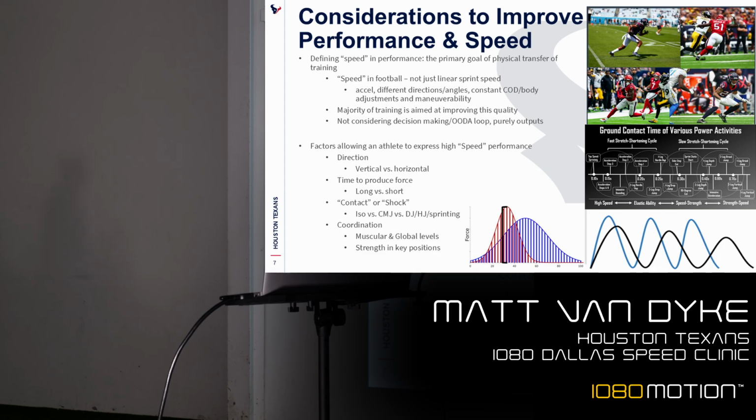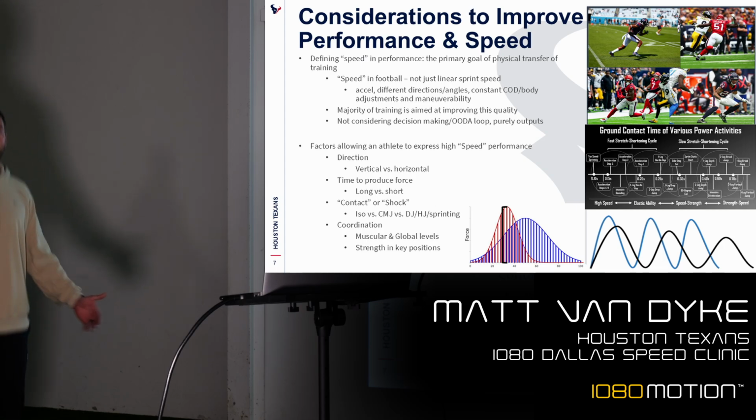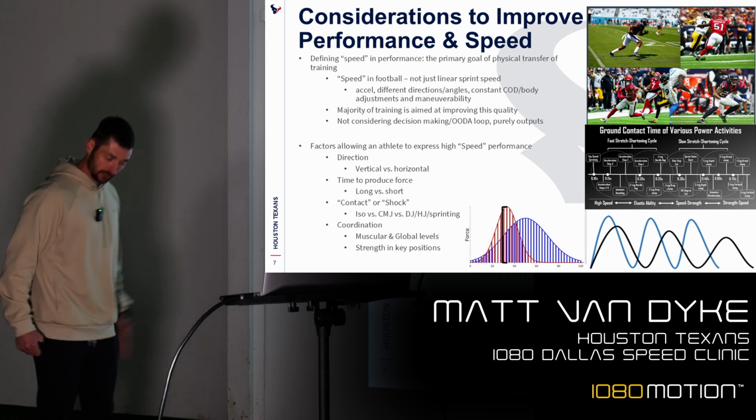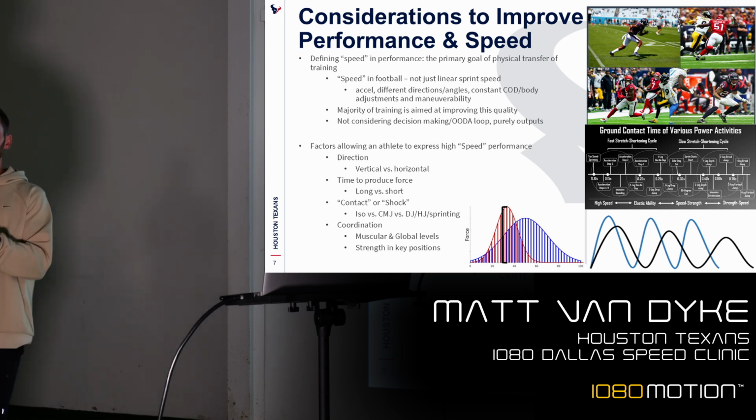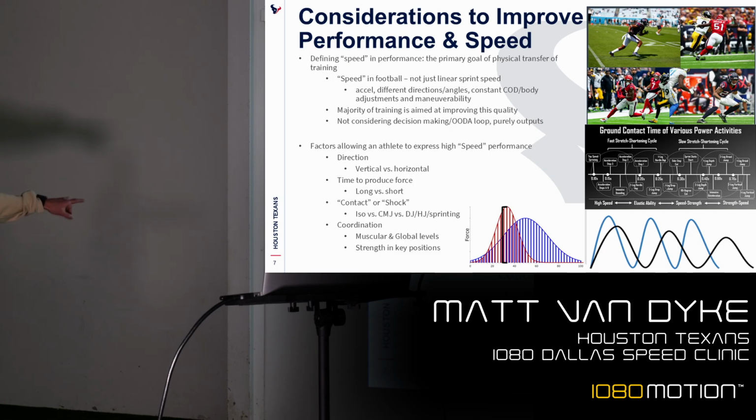So a lot of times we talk about CMJ and ISO movements, where the foot is already in contact with the plate as they load up, versus a drop jump, a hop jump, or sprinting, where that foot and leg has to interact with the ground and the ground hits it back, right? There are very different things going on between those two, and we need to make sure that we're considering that in our training, especially as we attempt to identify potential deficits in our athletes. And then coordination, at muscular and global levels, right?